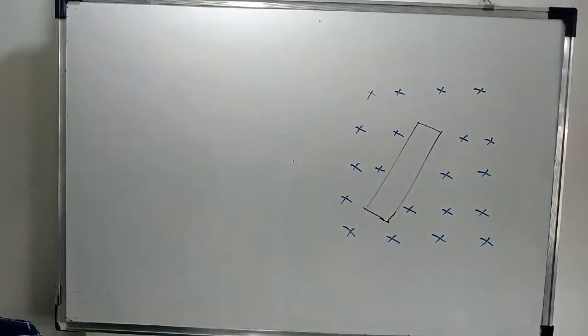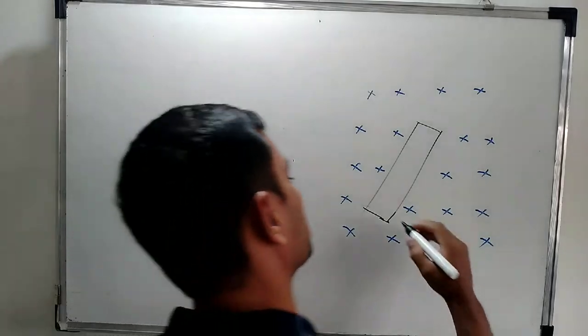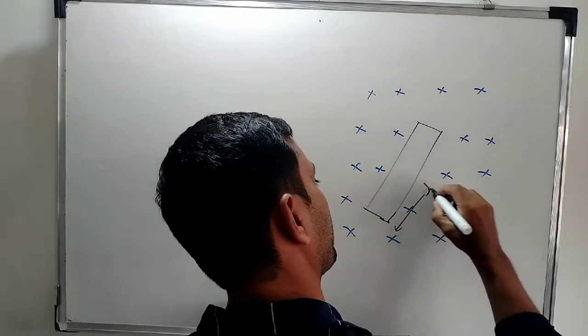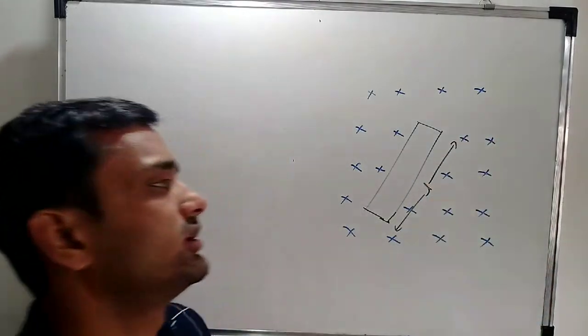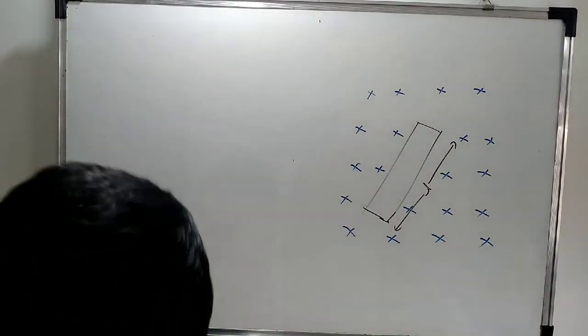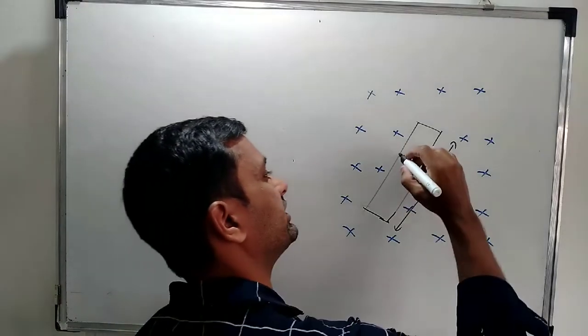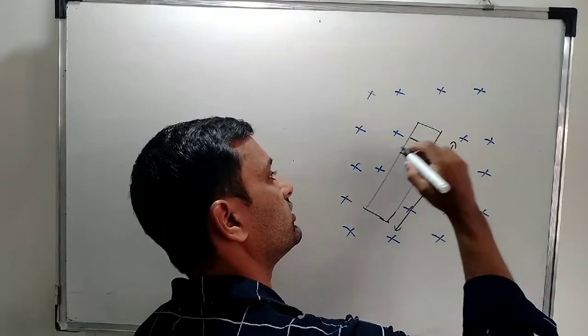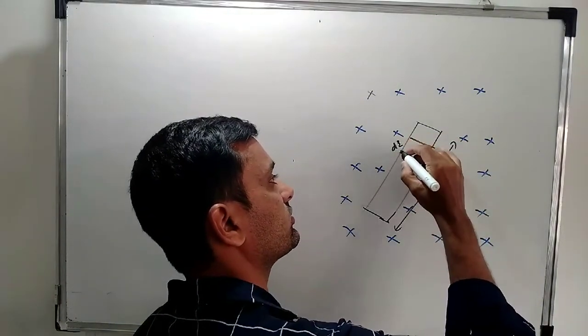So what is the total length of the conductor? The total length of the conductor is denoted by L. Out of that we consider one small length of the conductor, that is dr.